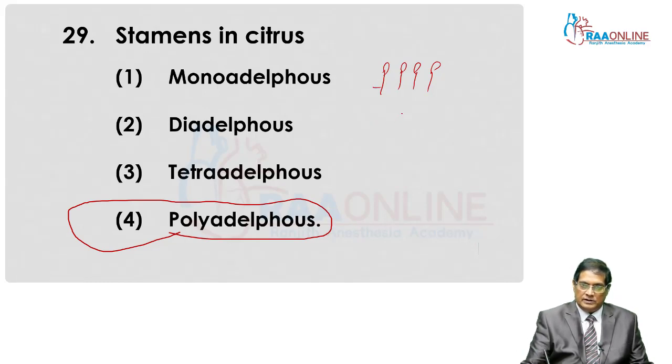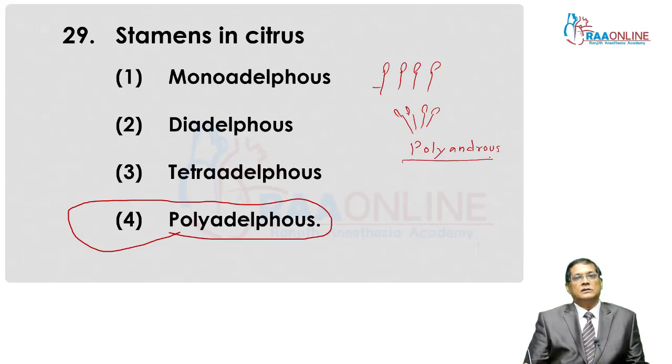If all these are free from one another, this condition is known as polyandrous condition. That is, the androecium has whatever number of stamens, but these stamens are totally free from one another. They are neither joined by their anther nor by their filament. Such a condition is polyandrous.